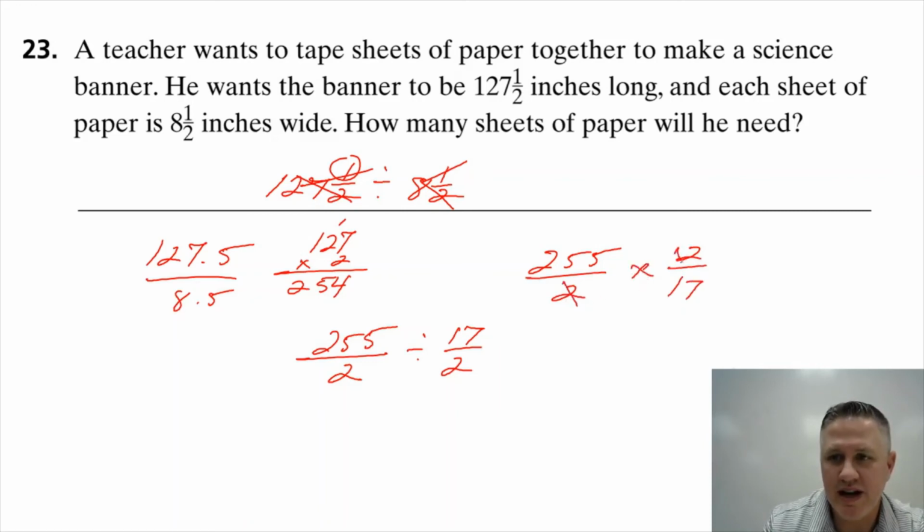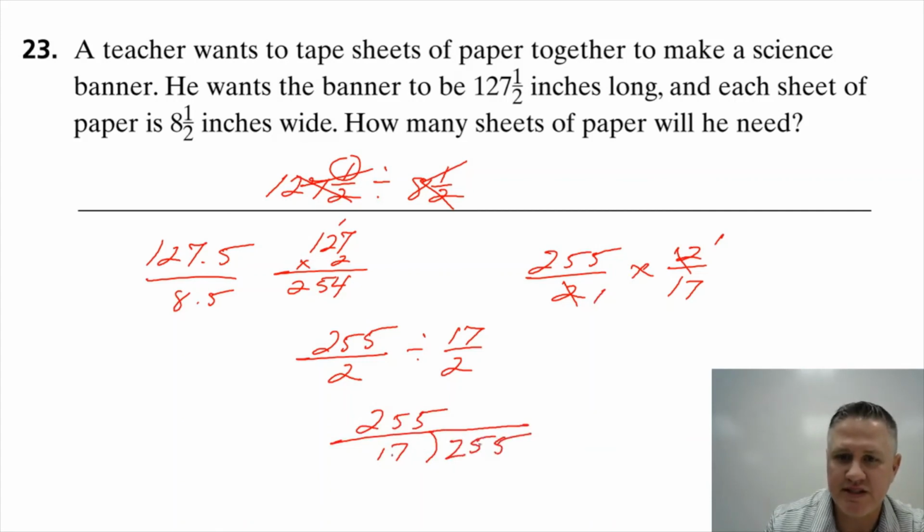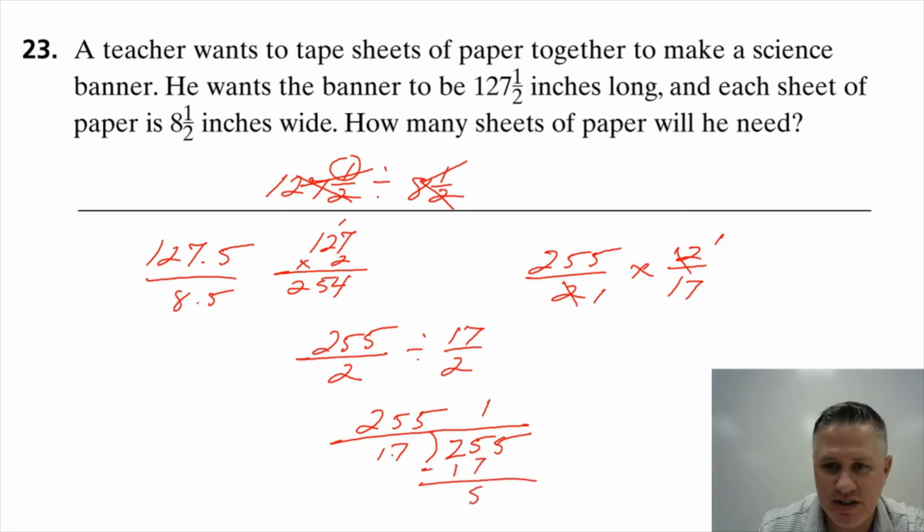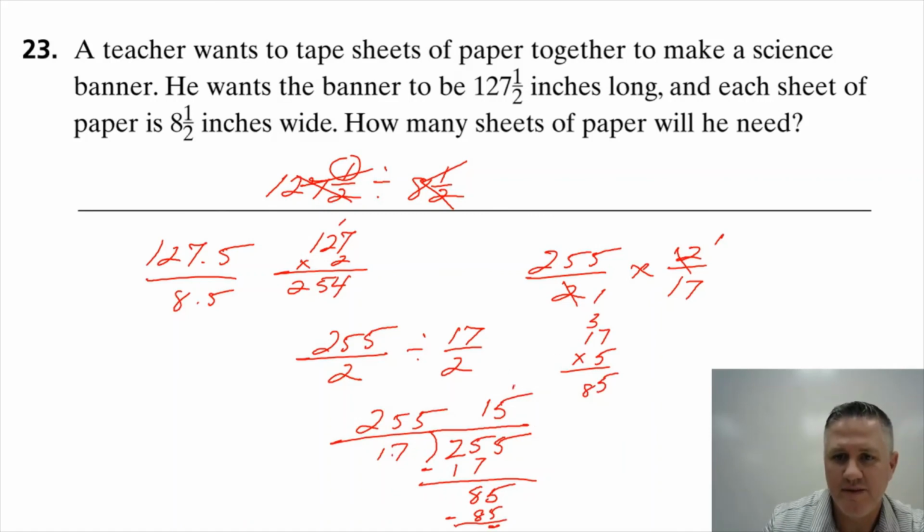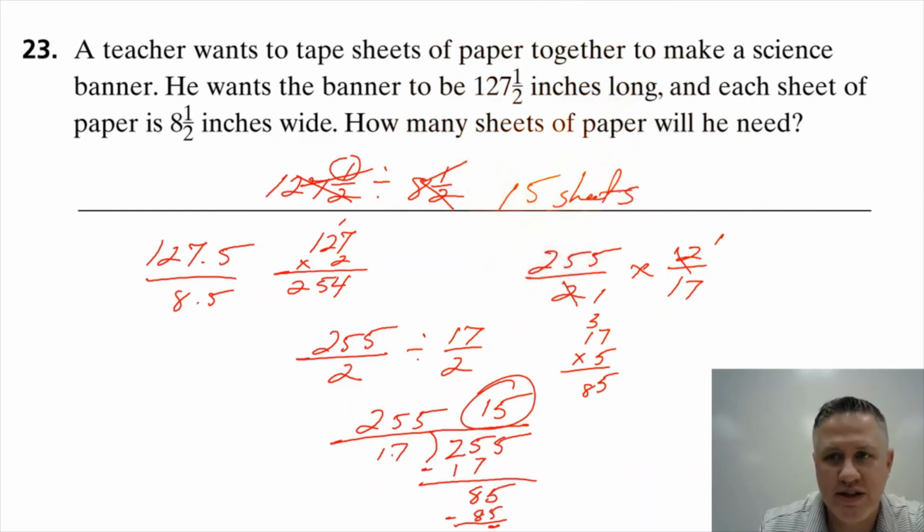Okay, the 2s on the diagonal wind up canceling, so I get 255 divided by 17. And I say, all right, now we got to do a little bit of work. All right, how many times can 17 go into 25? Once with, well, let's see, 8 left over. And how many times can 17 go into 85? Oh, well, it ends in 5, so let's guess 5. 17 times 5 is 85. Yes! Looks like 15, and it terminates. There's nothing left. 15. So my answer is 15 sheets of paper would make 127.5 inches.